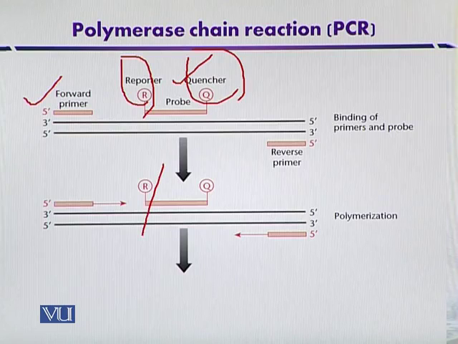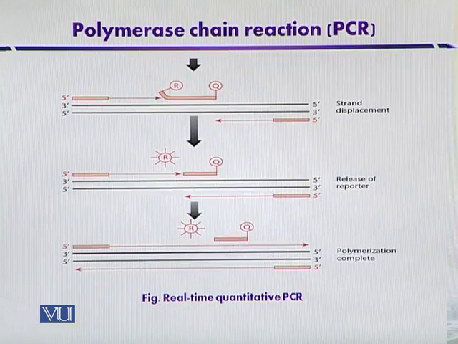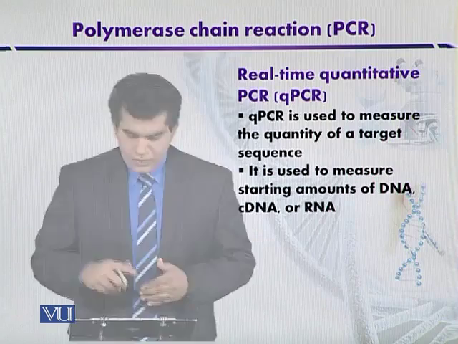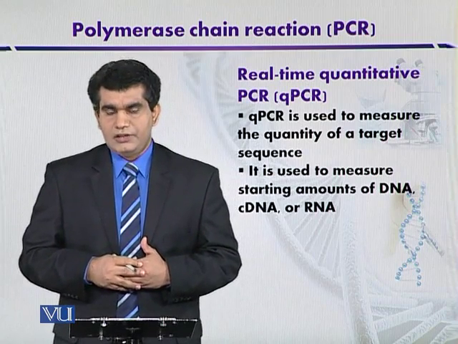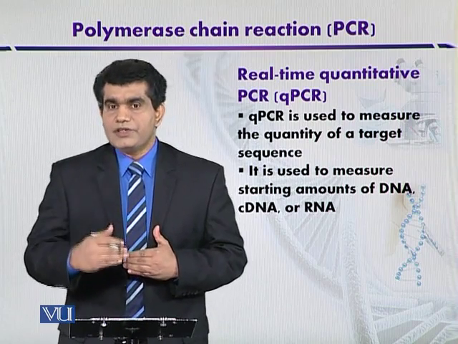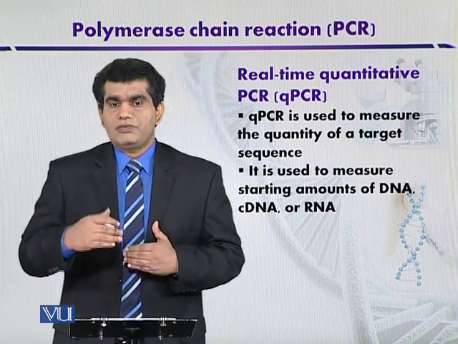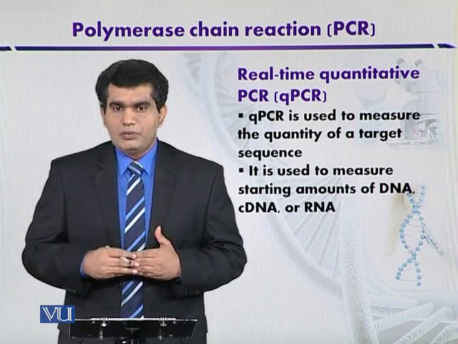This reporter dye is removed by the nuclease activity of the enzyme, and in the next step here it is removed. Now it is free from the quencher, it will record the fluorescence and complete polymerization occurs. So after each subsequent amplification, one can say that the amount or the concentration of DNA will increase. It is the most satisfactory technique to quantify the DNA molecule.